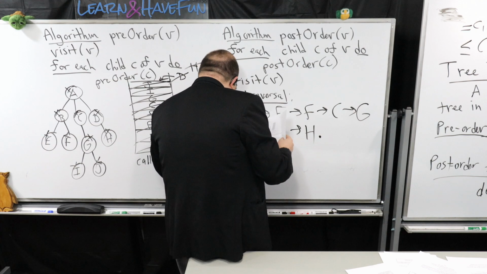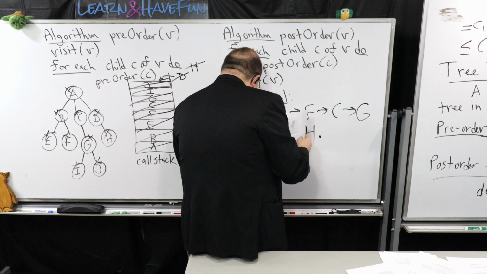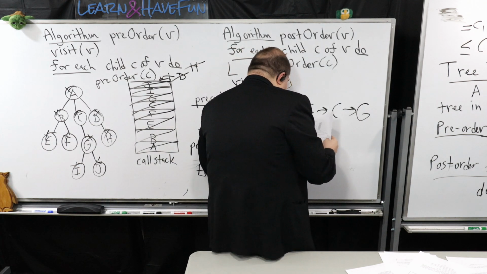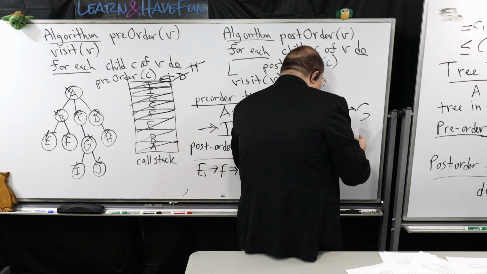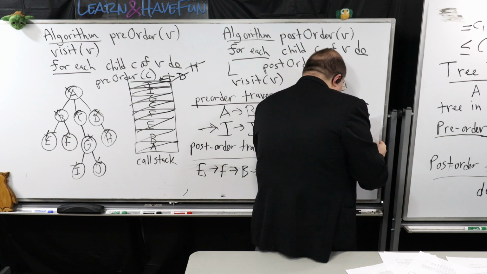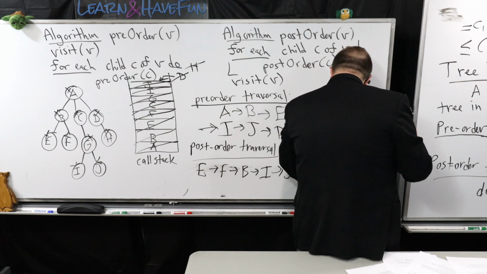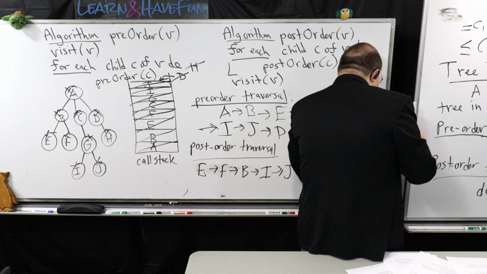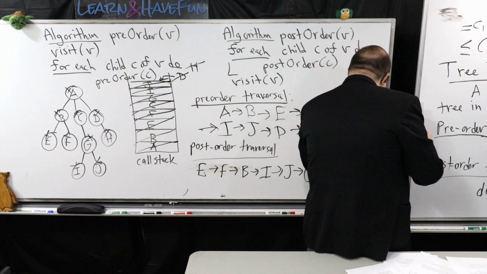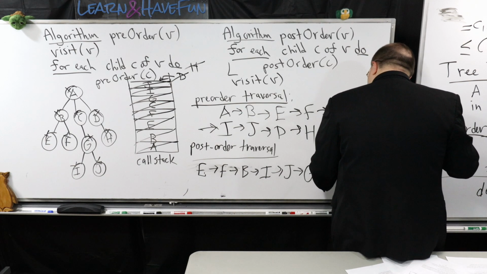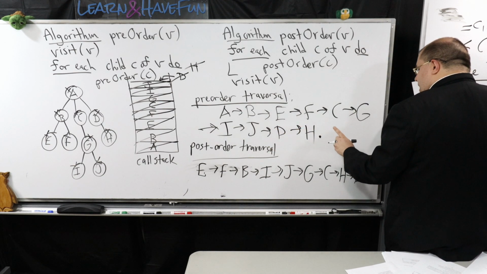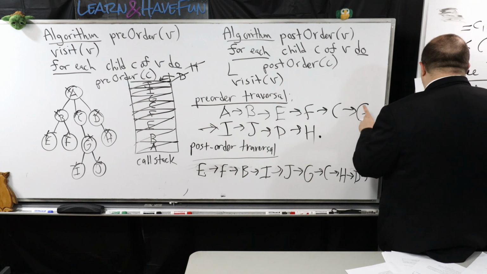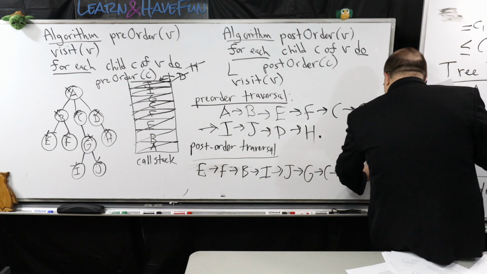E, F, B, I, J. So I want you to try on your own to try walking through this. If you're not sure, go through how you might do this with that height algorithm. So I have E, H, B, I, J, G, C, H, D, and then A.